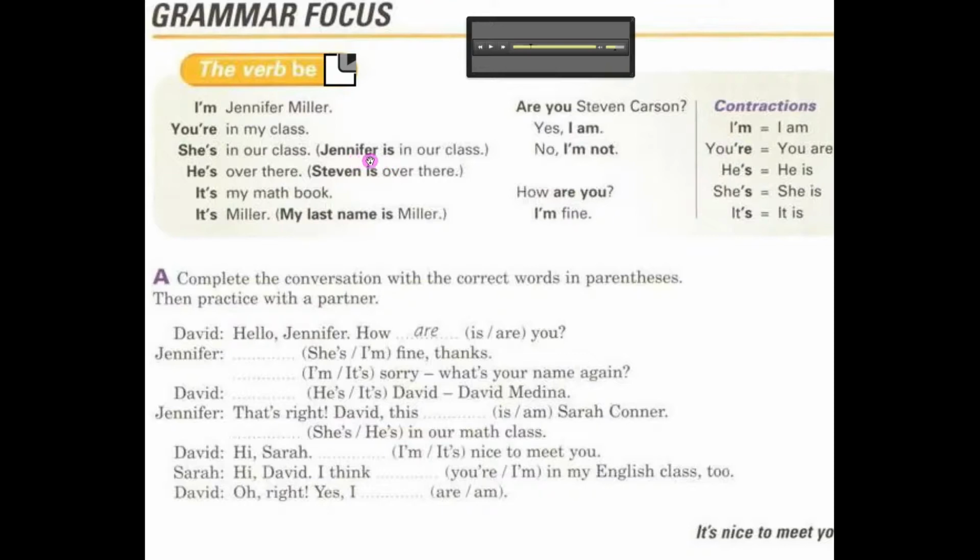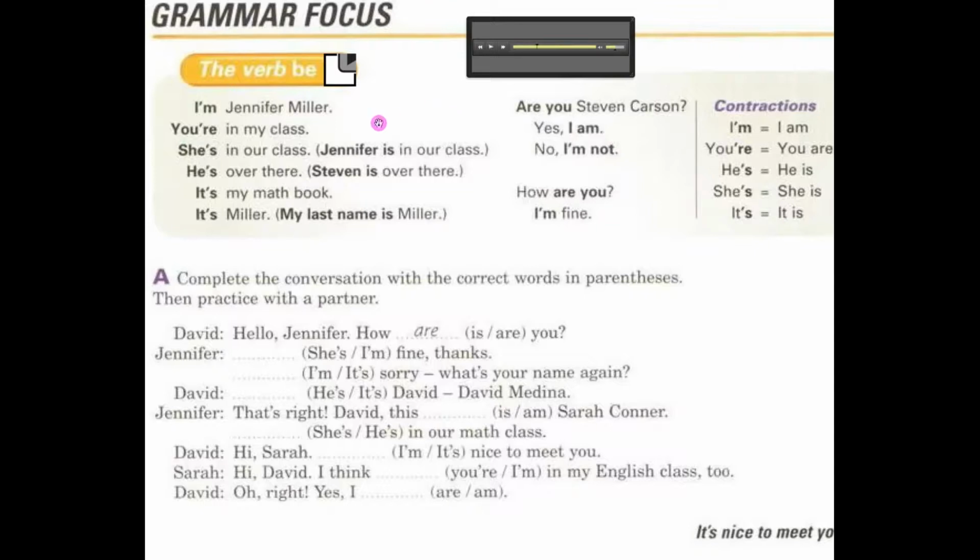Or in longer form, we make it detailed: Jennifer is in our class. Jennifer is a girl, so we can change it to she, because Jennifer is a girl. She's in our class. Jennifer is in our class.